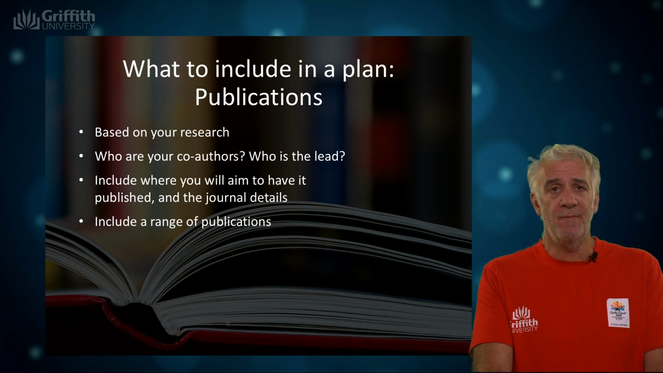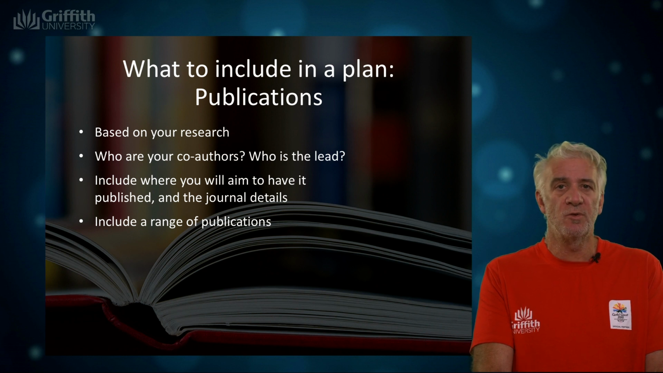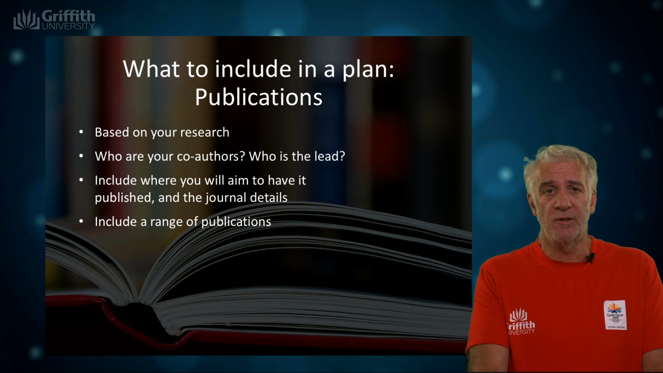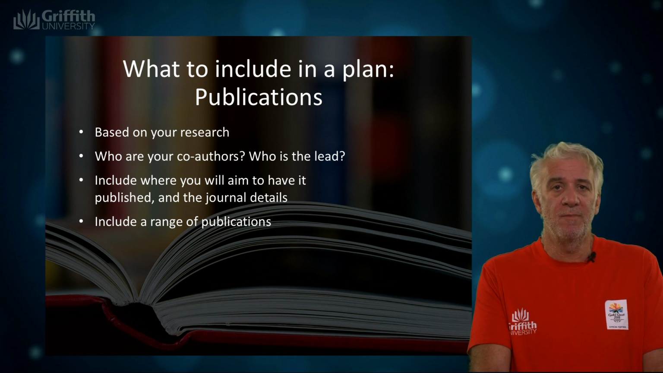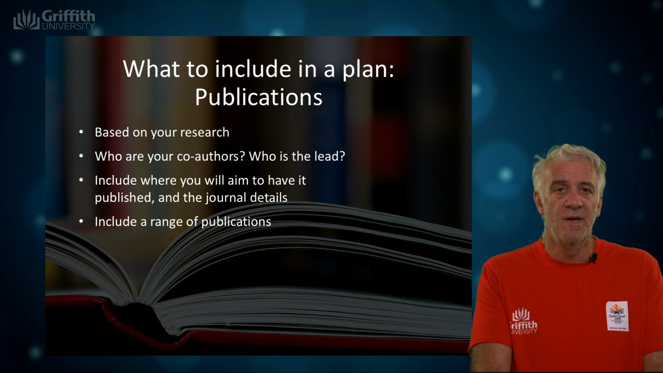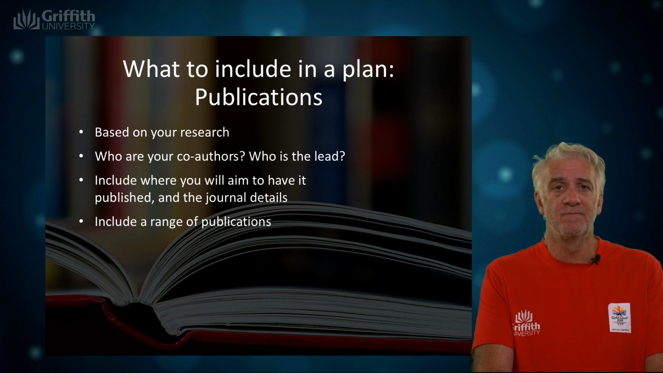The other thing you should think about is where are you going to have it published? What's the journal? What are the journal details? What's its name? How long do they want the articles to be? What sort of articles do they publish? And as you think about where you want to publish, you should have a range of publications. Don't just go for high-end academic journals or don't just go for low-end ones either. You need to have a variety of journals and professional publications and research publications.